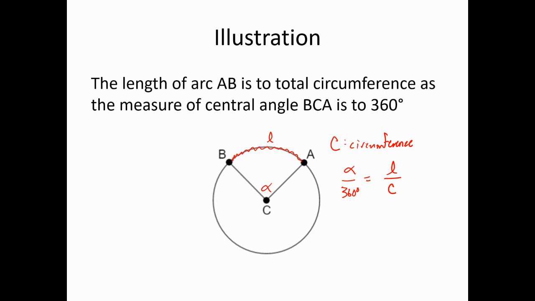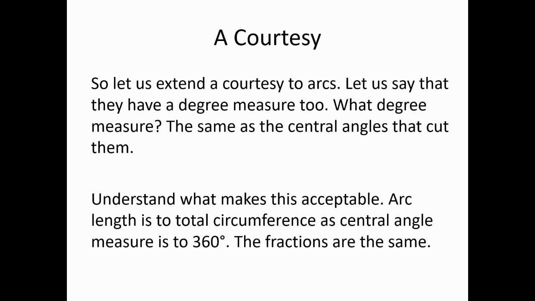Do you believe it? Is the fraction the same? That is, if, say, BCA was 90 degrees, would that mean that the arc is 1/4 of the total circle? I mean, 90 over 360 is 1/4, right? Would the arc have to be 1/4 of the total circle? Do you believe that? Of course you do. Now that you understand what it says, of course you believe that this is true. Okay, so that's the third and final of our postulates.